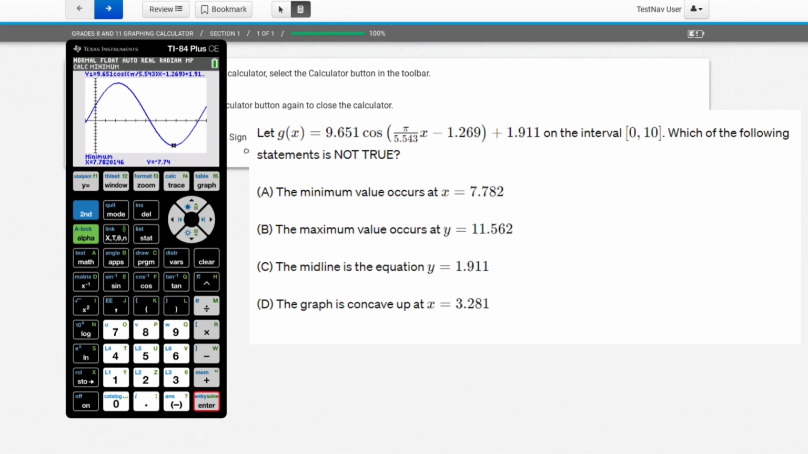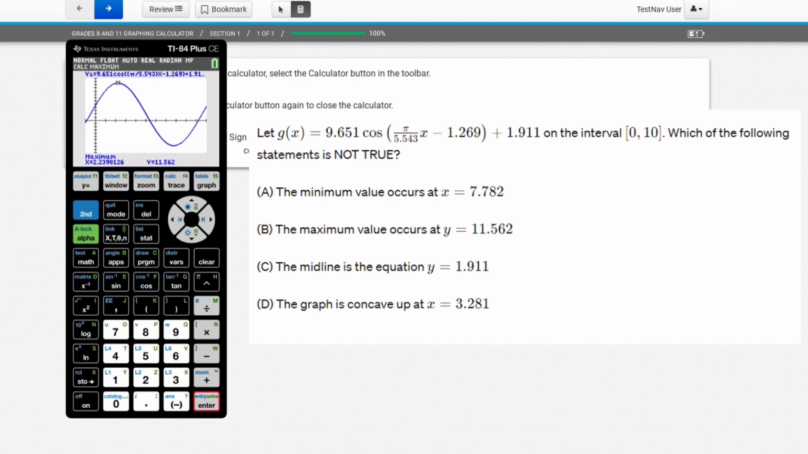So let's keep going. The maximum value occurs at y equals 11.562. So here's my maximum value. We're going to do the maximum the same way we did the min, but we're going to do 4, which is maximum. Let's go all the way to the left of that maximum value. For left bound, make sure you're to the left of it. Hit enter. For the right bound, make sure you're just to the right of it. Hit enter, and for guess, hit enter. And we care about the y value, not the x value. That's the trick behind this problem. The y value is 11.562. Sure is. So B is a true statement.